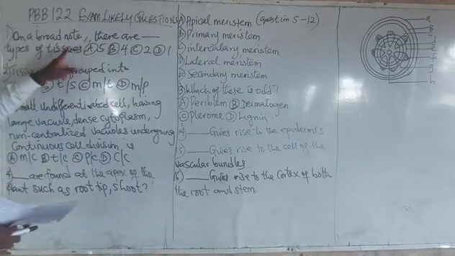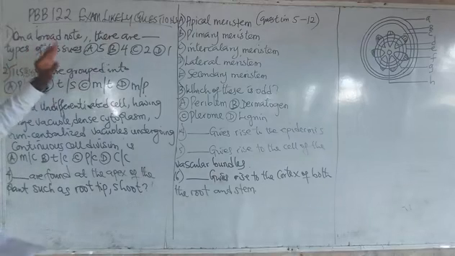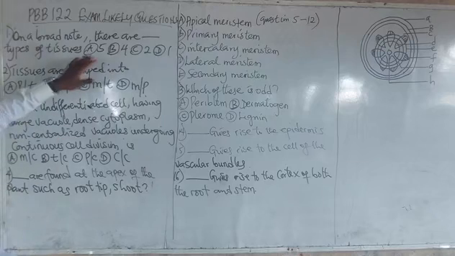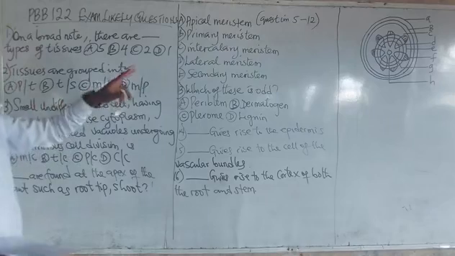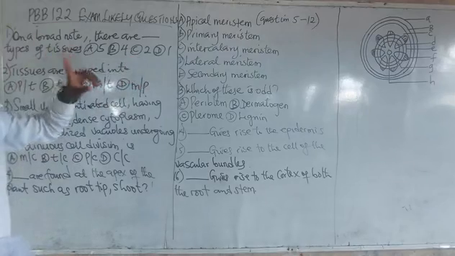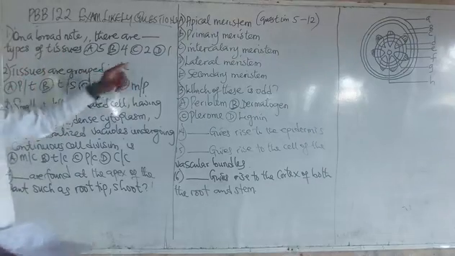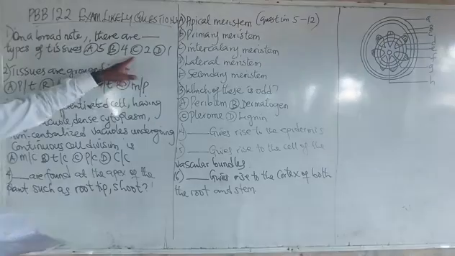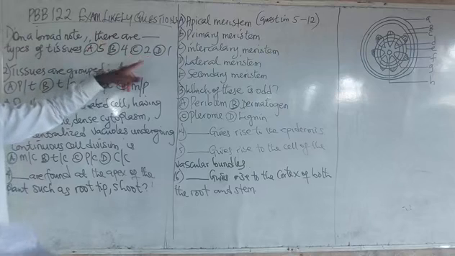Question 1 says, on a broad note, there are dash types of tissues. Is it 5? Is it 4? Is it 2 or 1? There are 2 types of tissues. As we go on, we get to see these types of tissues. So the answer is what? The answer is C, sorry. 2. That is C.